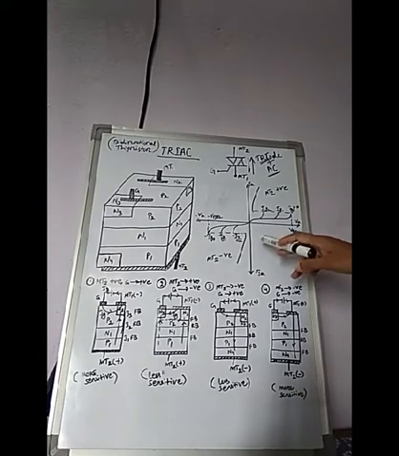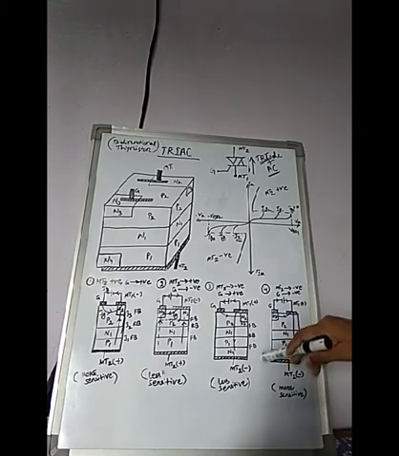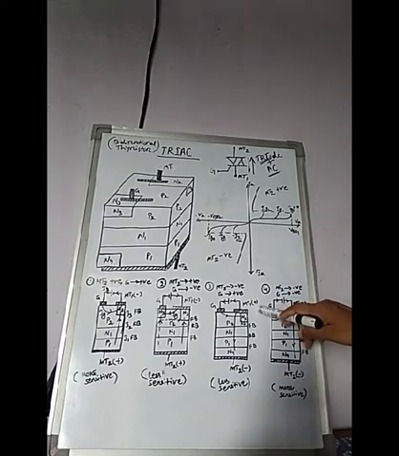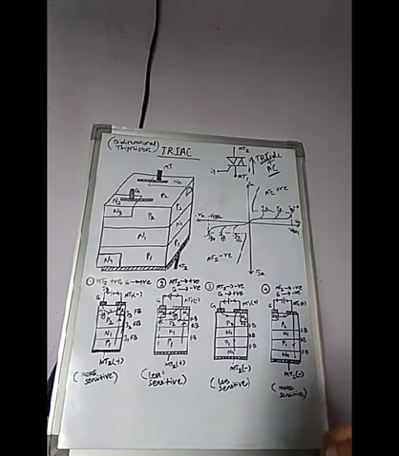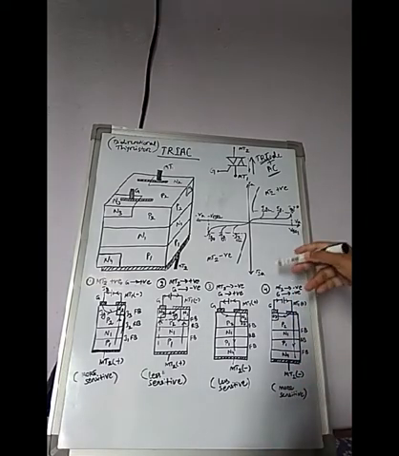Now MT2 is again negative with respect to MT1, but now we apply a negative gate signal. That means in the fourth mode of operation, both MT2 and gate current are negative. So what happens in this mode of operation?